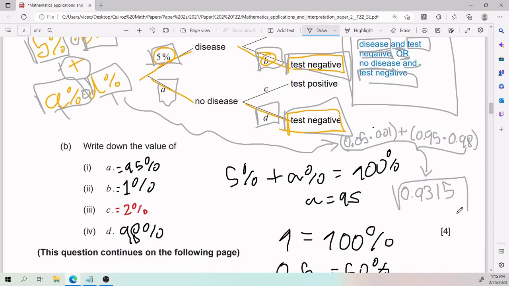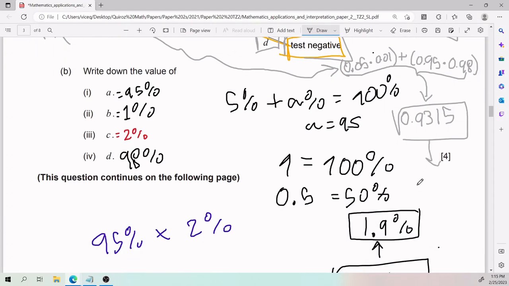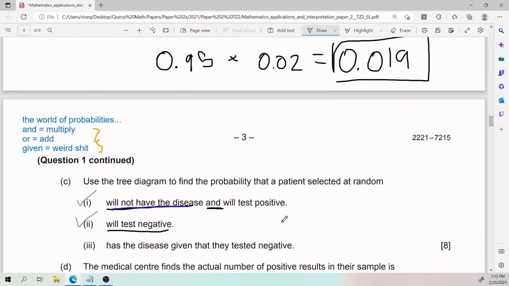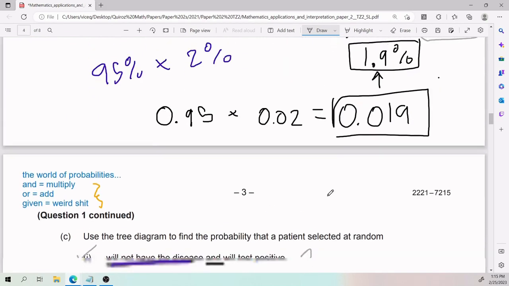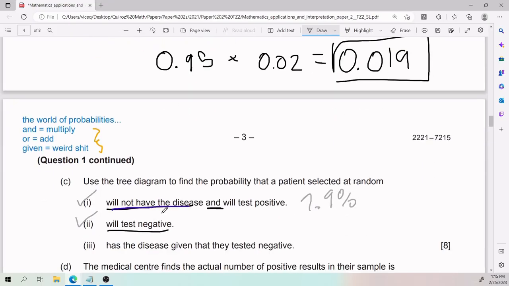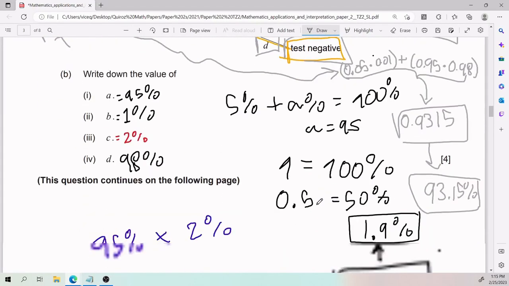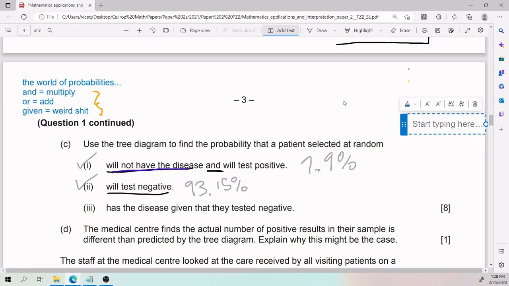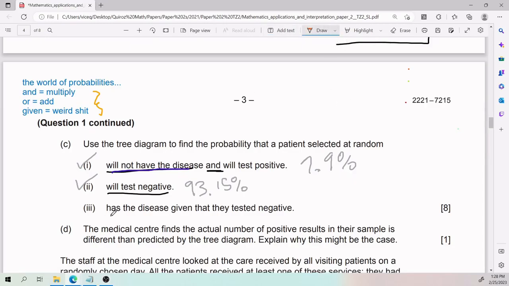If you don't like how that looks, you turn it into a percent. That is 93.15%. So this is the probability of testing negative. That is for the second part. Just to write it down, here we said it was 1.9%, and we'll test negative, we just said, is 93.15%.